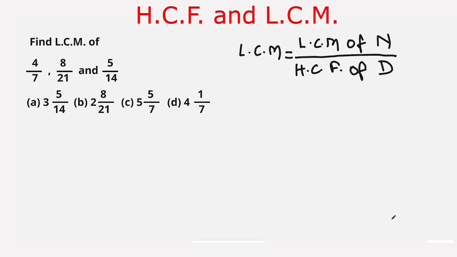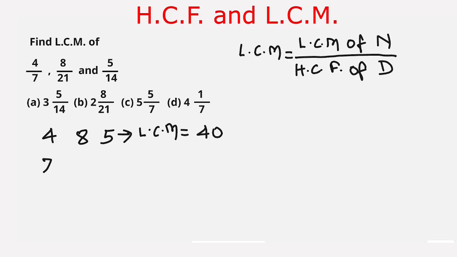Now we'll solve it with the proper method. The numerator numbers are 4, 8 and 5. And for their LCM, 4 is already included in 8. So we have to find the LCM of 8 and 5. And both are co-prime numbers. It means that their product will be their LCM. So 8 times 5 is 40. So the LCM of 4, 8 and 5 is 40.